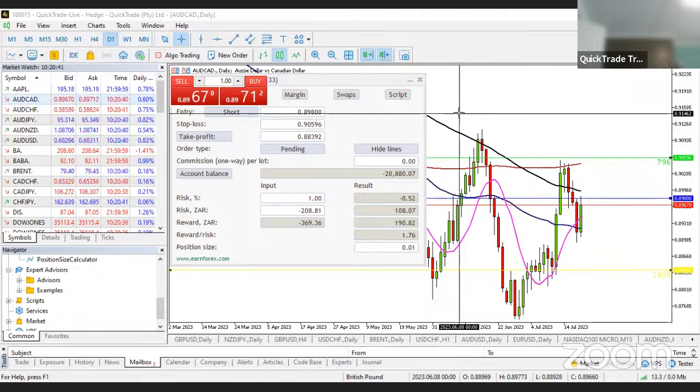So that's going to be what we're doing: 0.8980. There we are. Stop loss 0.9060, call it. And the TP 0.8839. And your risk is at 110.